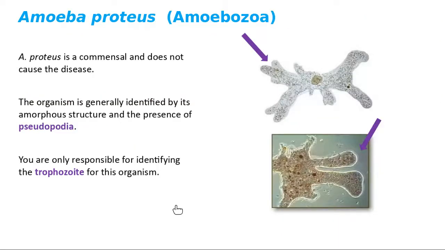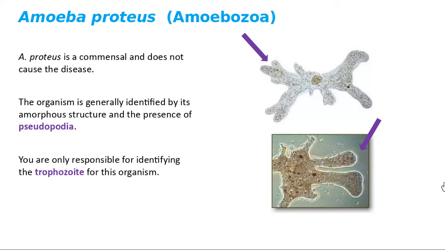Amoeba proteus is a commensal, and I'm mostly going to use it to talk about pseudopoda, right? So if I have an arrow saying what are these things, then you're going to say it's a pseudopod or pseudopoda, right? But Amoeba proteus, I will show it to you like this. It'll have all these pseudopoda, right? And so you're only going to need to know the trophozoite for this organism, okay?